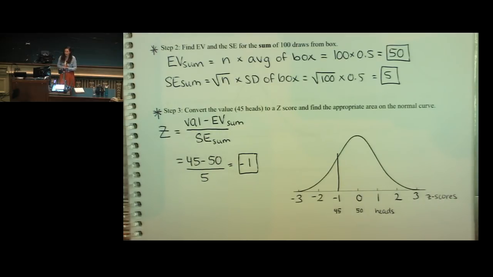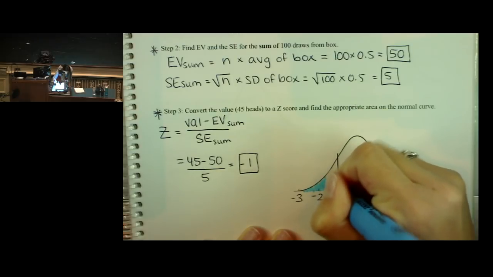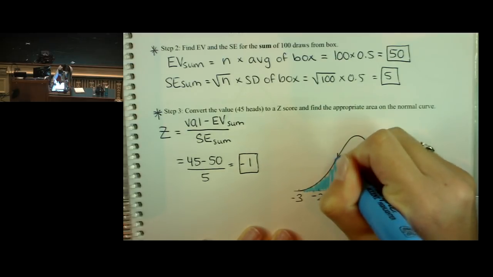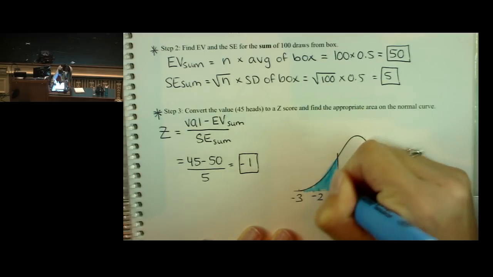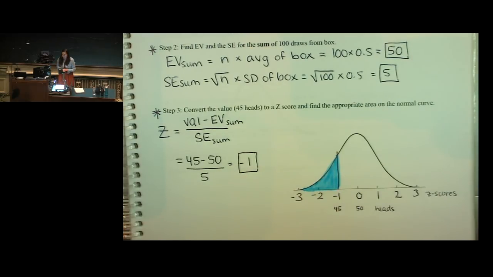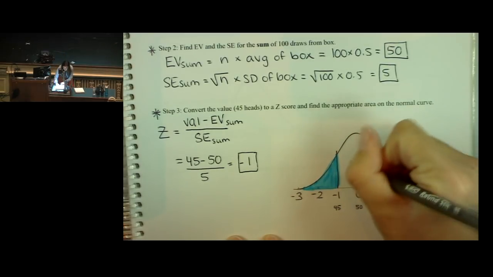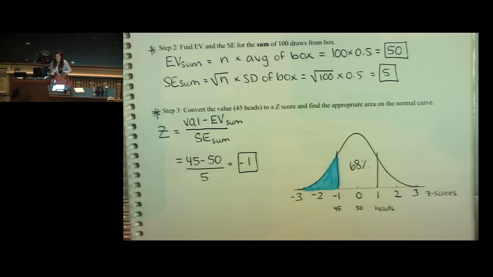Okay, and then I'm going to shade. I want to know what's the chance of getting less than 45 heads. So I'm going to shade everything to the left. All right, that looks good. And then to find this probability, I would just look up my z-score. It's -1, so if I look up 1, this is one we see all the time. This is 68%, right in the middle.